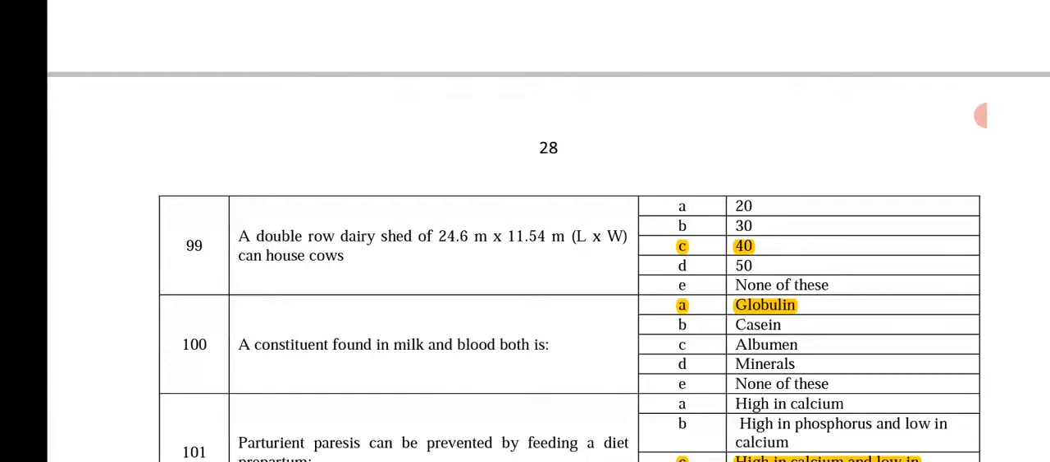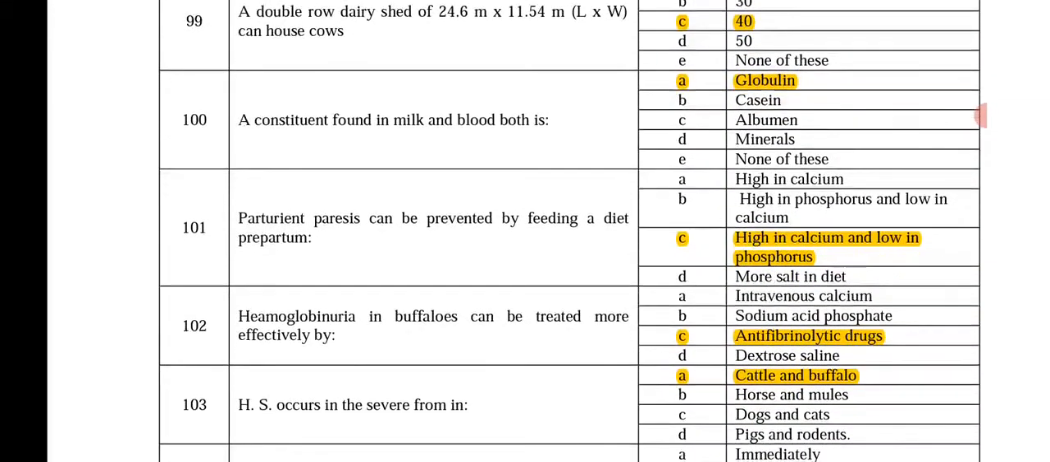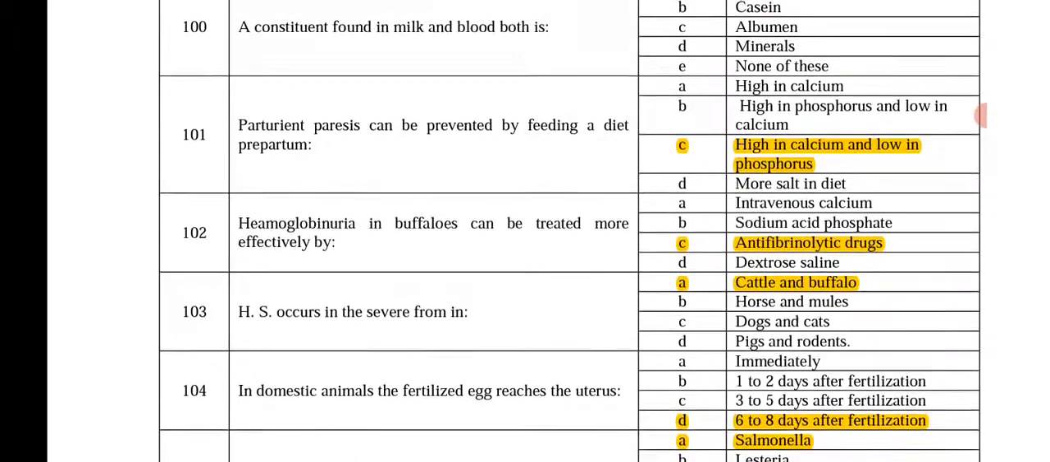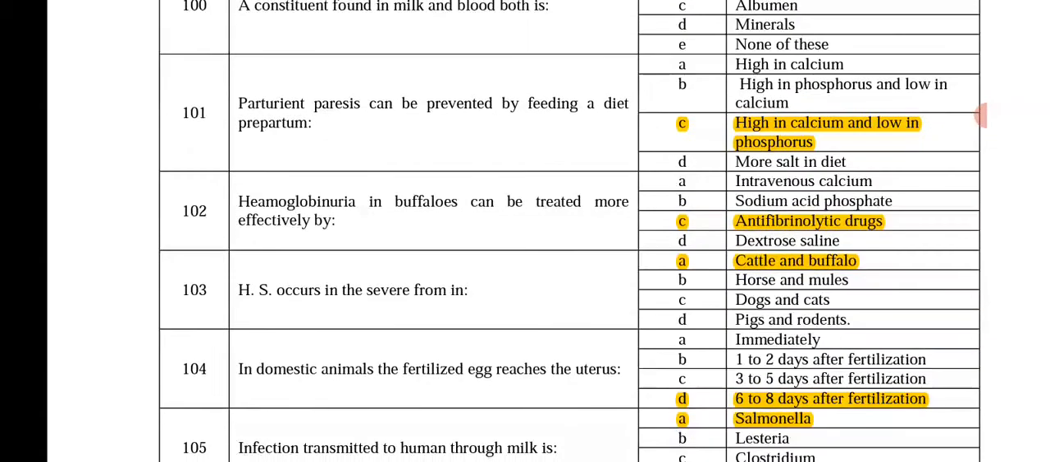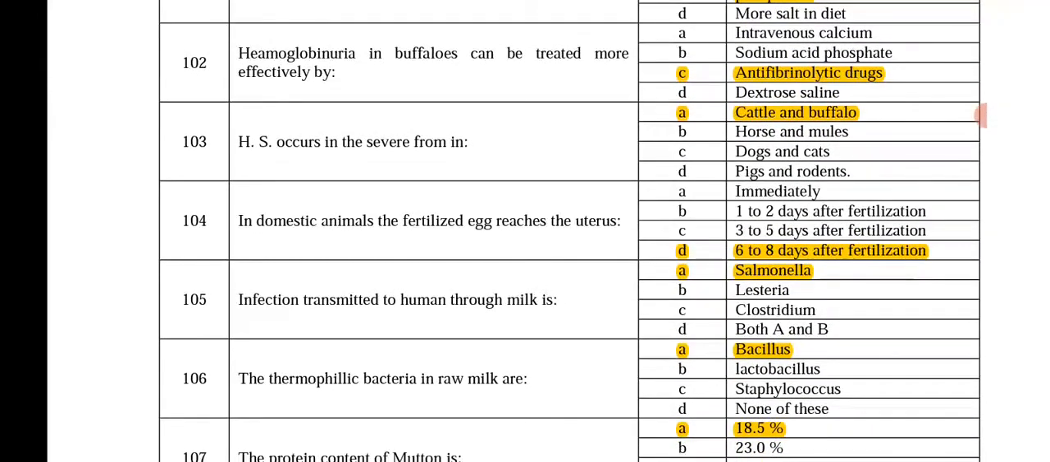A constituent found in milk and blood both, global in parturient paresis, can be prevented by feeding a diet prepartum high in calcium and low in phosphorus. Hemoglobinuria in buffaloes can be treated more effectively by antifibrinolytic drugs. HS occurs in severe form in cattle and buffalo. In domestic animals, the fertilized egg reaches the uterus 6 to 8 days after fertilization. Infection transmitted to humans through milk is Salmonella.